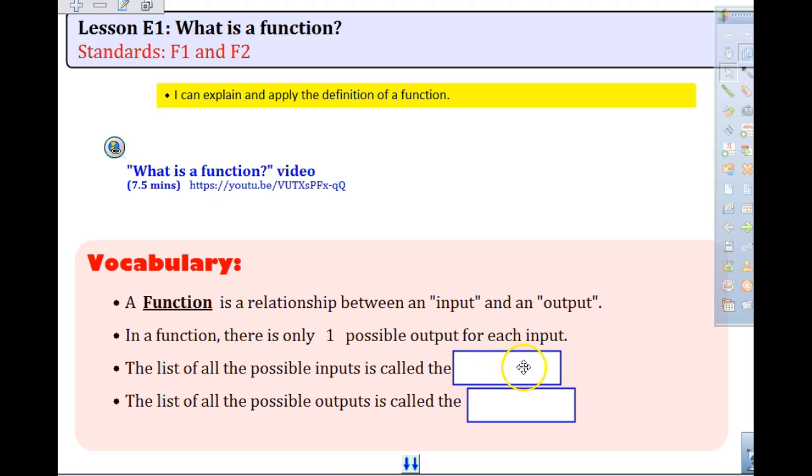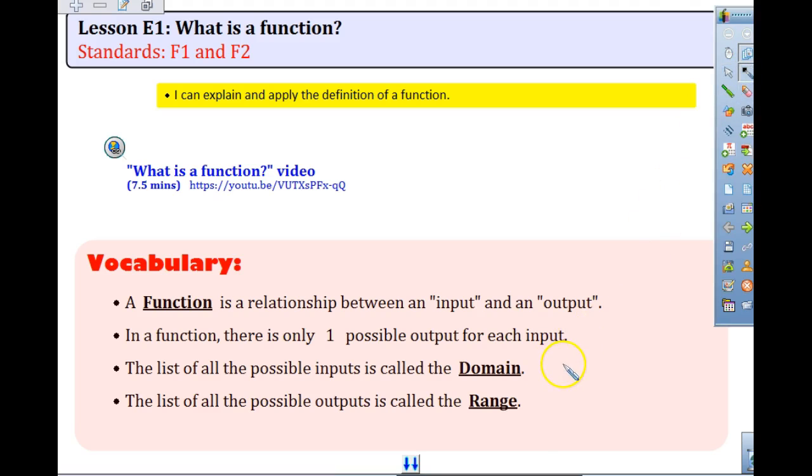If we list all the possible inputs, in the video they talked about this word, that's our domain. And if we list all possible outcomes, does anyone remember it from the video? It is the range. Now, when we are looking at the domain and range, inputs, the variable that we used with that was our x values, okay? Our range was often our y values.